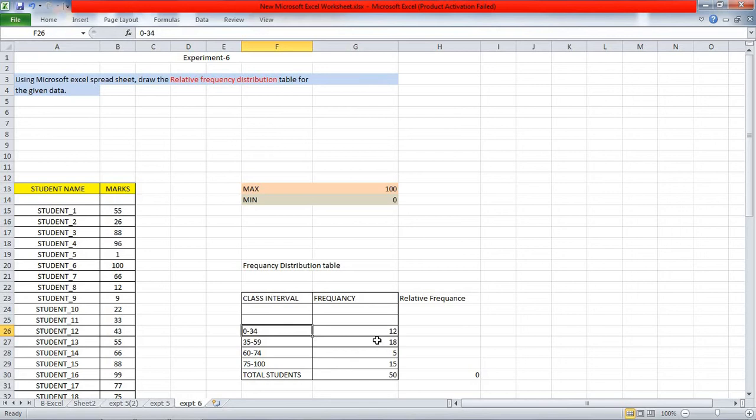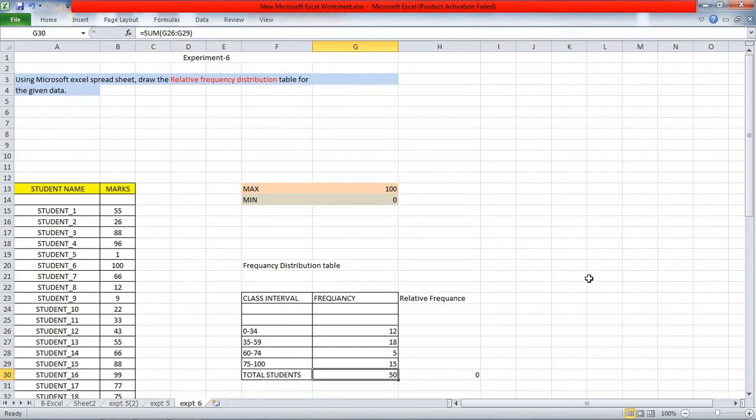Then 18 divided by 50. What you get is the relative frequency of the class interval 35 to 59. Therefore, to find the relative frequency, we need to divide each frequency by the total number of frequency. If we add all the relative frequencies, you get 1. Then whatever you are doing is correct, otherwise it is wrong.